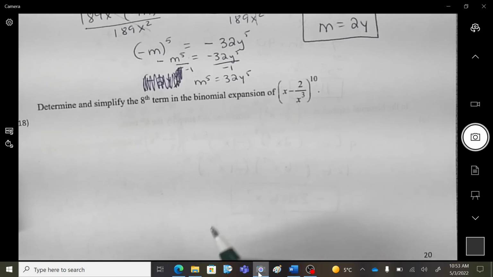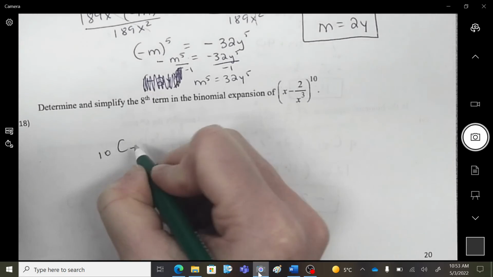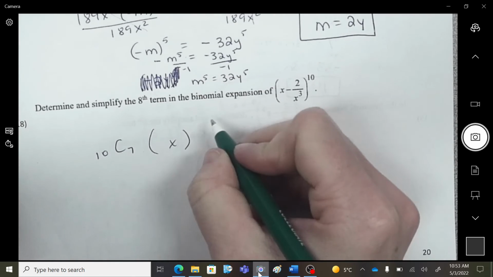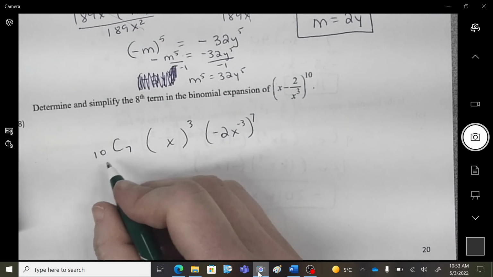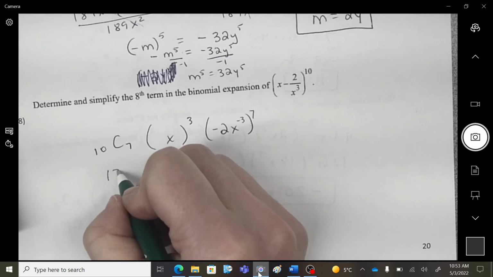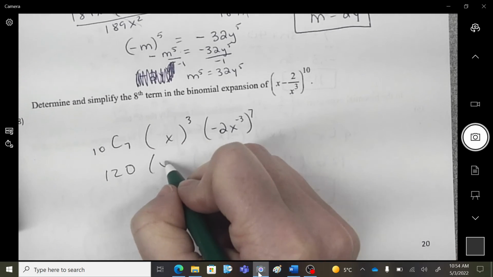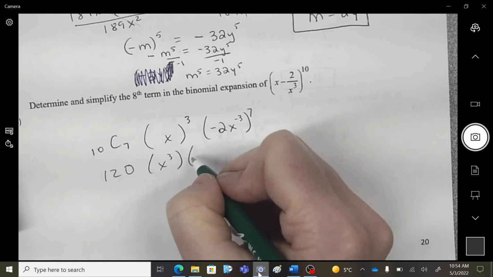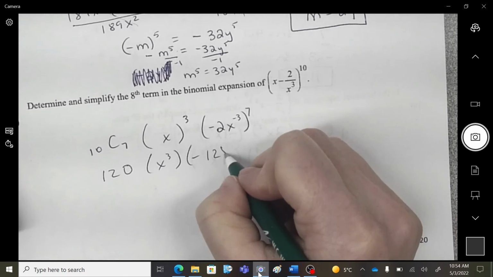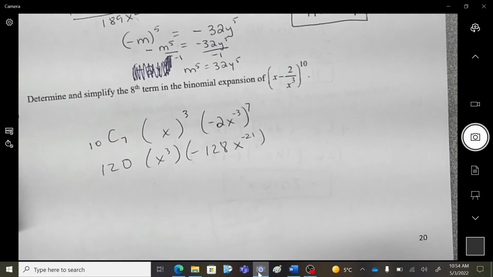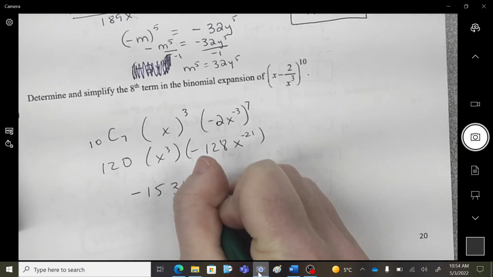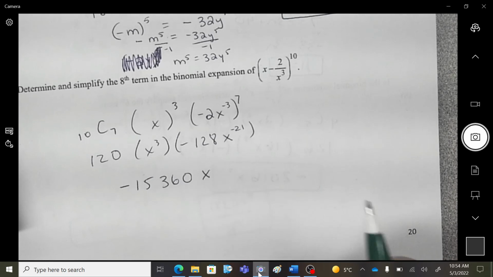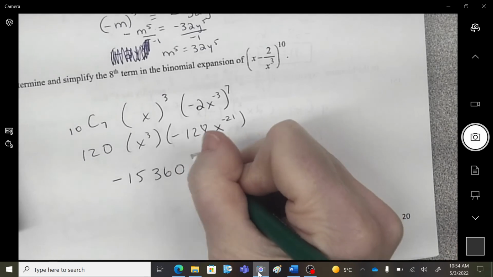Determine and simplify the 8th term. So exponent 10. So 10 choose 7. First unit is x, negative 2x^-3 is the second unit. 7 matches the outside. The subtracted exponent is inside. 10 choose 7 is 120. And then this is x cubed. Negative 2 to the 7th will be negative 128, x to the negative 21. So those two digits multiplied is negative 15,360. X to the, add, so 3 minus 21 is negative 18.